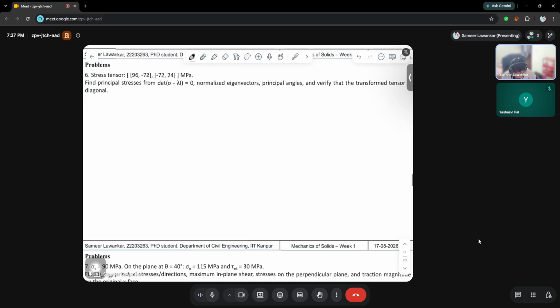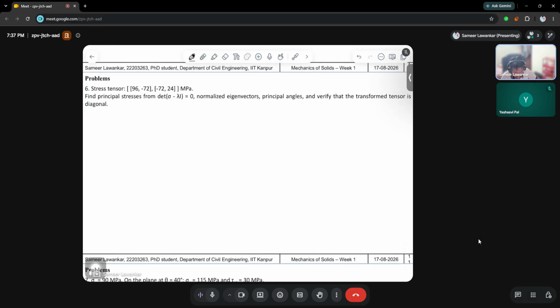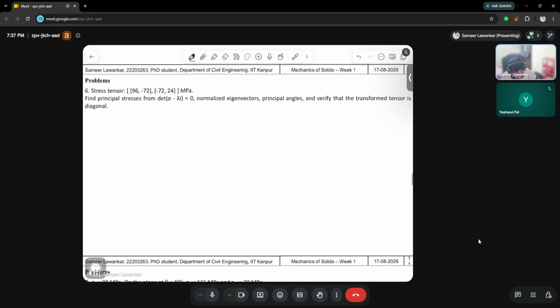First, let us solve this question, because FAB is similar only. I need to explain different concepts to you, so please try to solve this question once. Basically, a stress tensor is given to you. Stress is basically a tensor of second order. So sigma is basically denoted as 96, minus 72, minus 72, 24. Now please try to solve the first question.